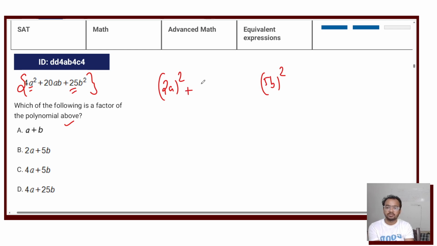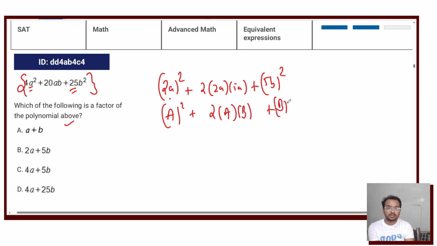And this middle term is twice the product of the first and this last term. So twice of 2a and 5b. So this is actually of the form a square plus 2 times a times b plus b square. And that further reduces to a plus b whole square.